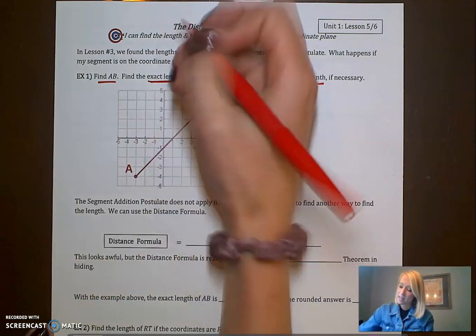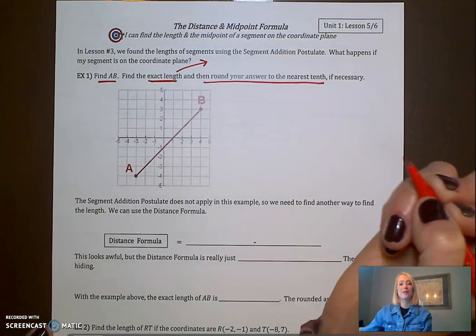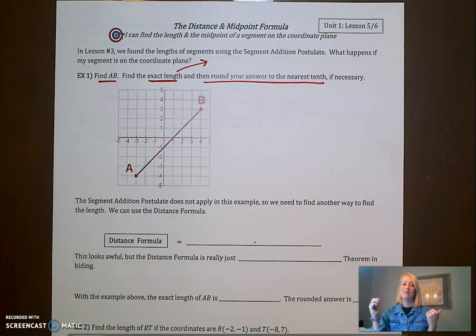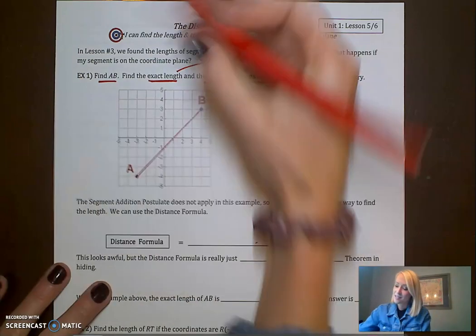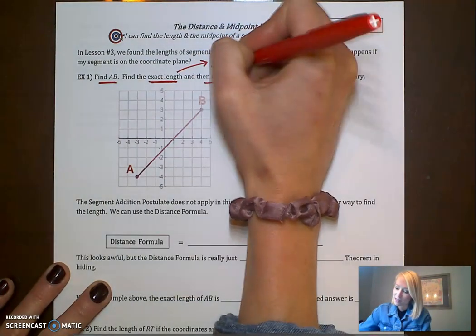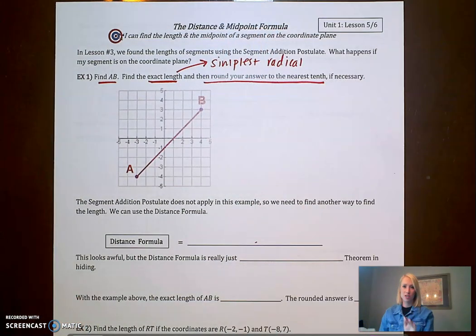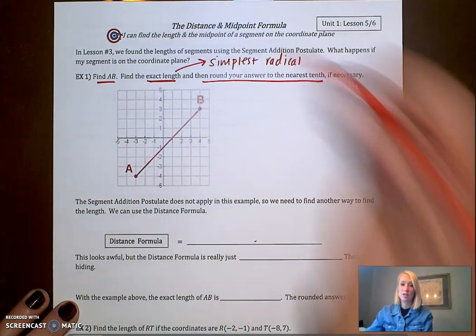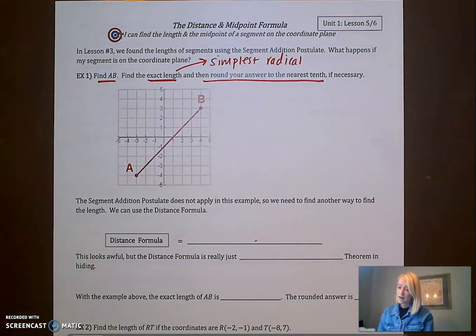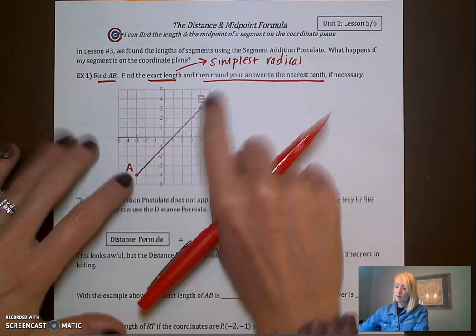When they say find the exact length, don't hate me, but we're going to have to go back to algebra and remember how to do factor trees. So we're going to have to remember simplest radical form. I will show you if you forget how to do a factor tree. Do not worry.